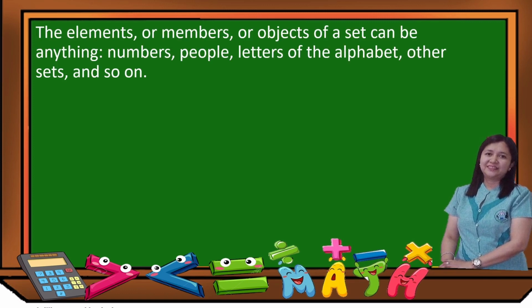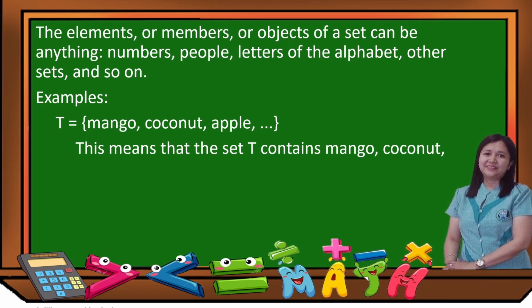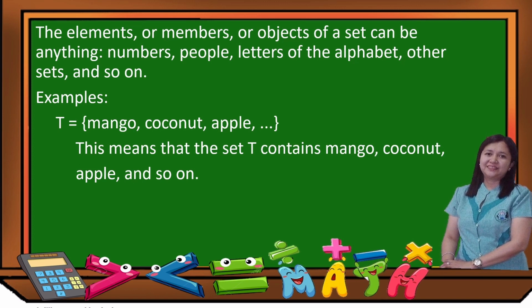Class, the elements or members or objects of a set can be anything. It could be numbers, people, letters of the alphabet, other sets, and so on. Let us have examples. Set T: mango, coconut, apple, and so on. This means that the set T contains mango, coconut, apple, and so on. Class, the ellipsis indicates and so on, or many things will follow.